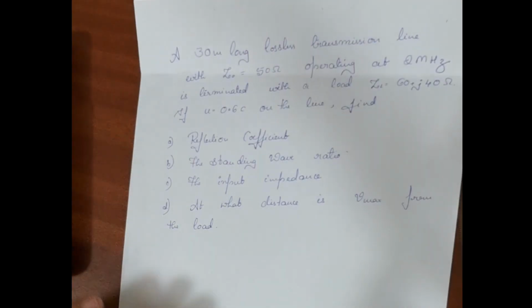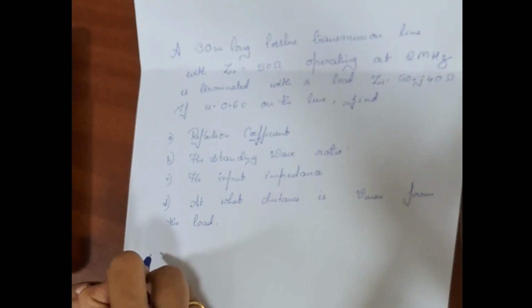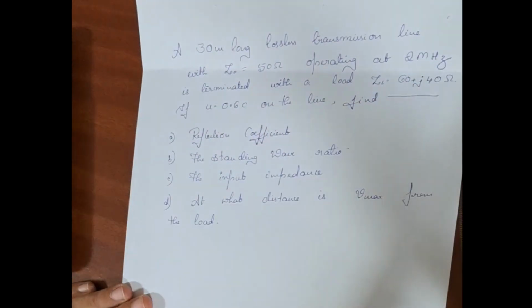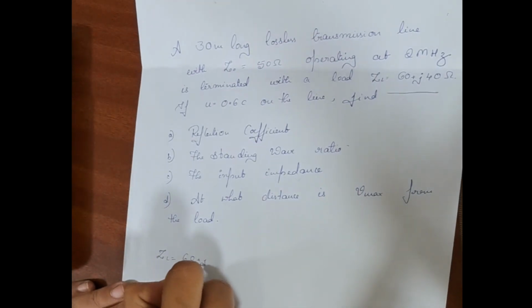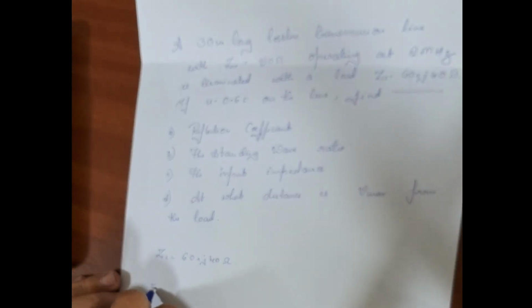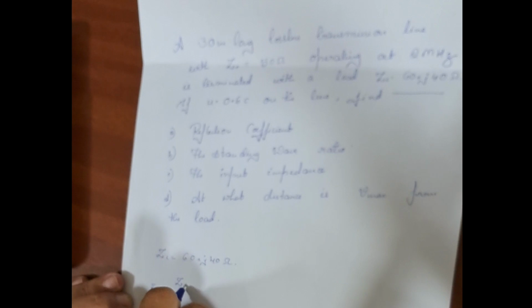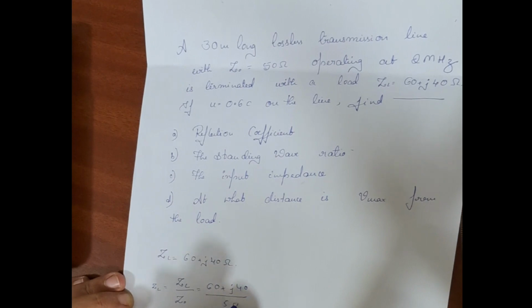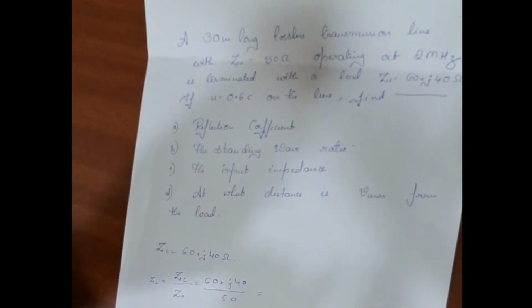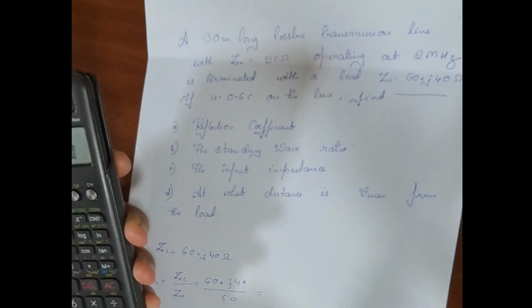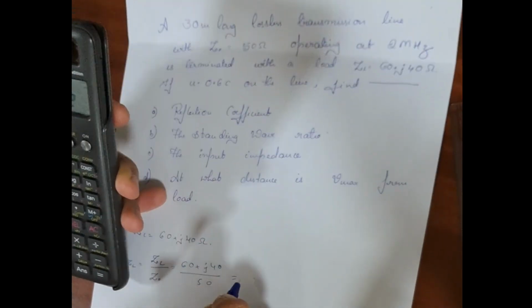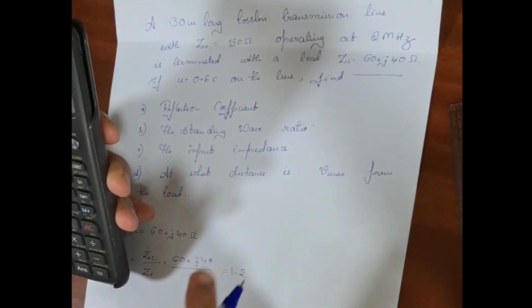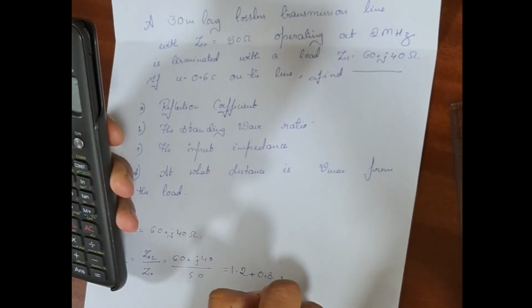Okay. So first, always we have to normalize this particular ZL so that we can point it on the Smith chart. So ZL equal to 60 plus j40. What I'll do, I'll take small zl equal to 60 plus j40 divided by 50. So what I'm getting is a value around 1.2 plus 0.8 j.